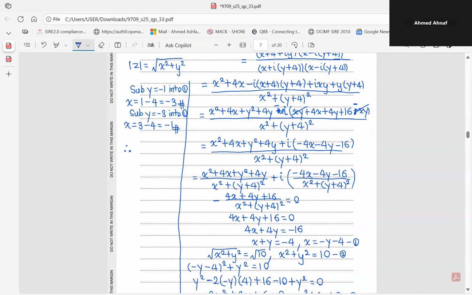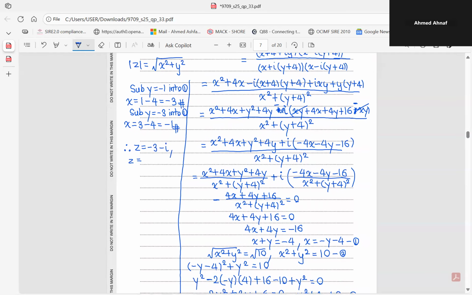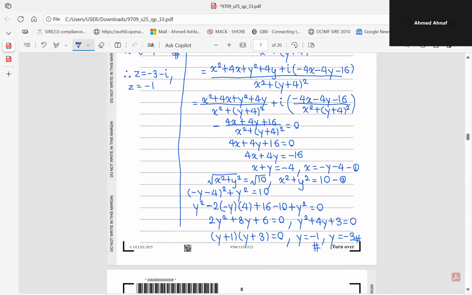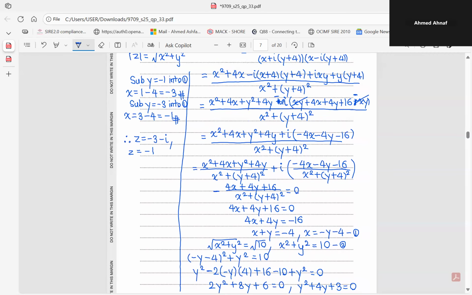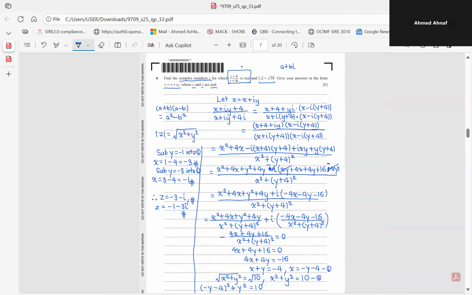Hence, our complex number z would be z equals to x plus iy. So x is minus 3 and then y is minus 1. So minus 3 minus i. And z equals to x is minus 1, minus 3i. So these are our final answers for this question.